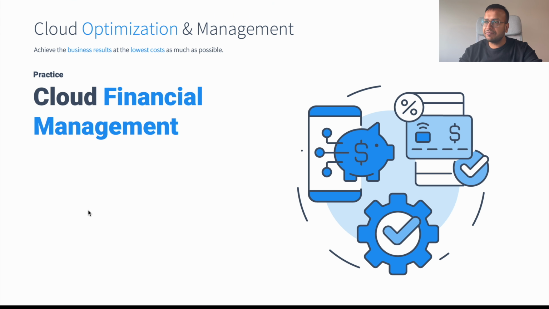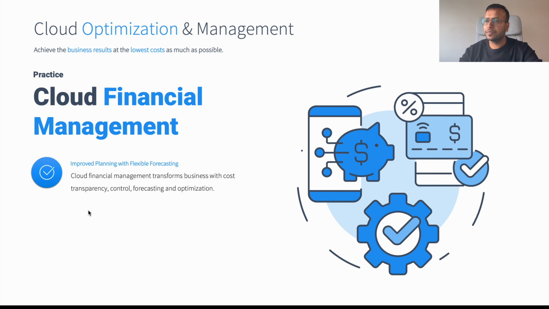The very first thing that we are going to talk about is how to practice a cloud financial management model for cost optimization. The objective here is to achieve the best results at the lowest possible cost. Cloud financial management transforms business with cost transparency, control, forecasting, and optimization. As step one, we need to set up expectations around our projects, products, and business units for cloud cost. As a part of financial management, departments could set up thresholds, alerts, and budgets for actual usage or the forecasts.